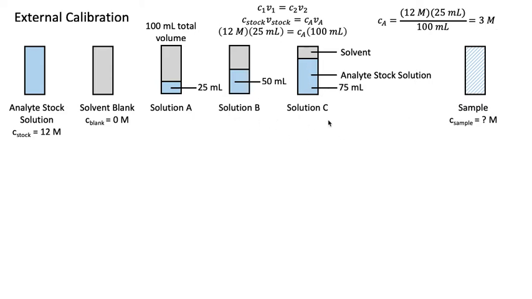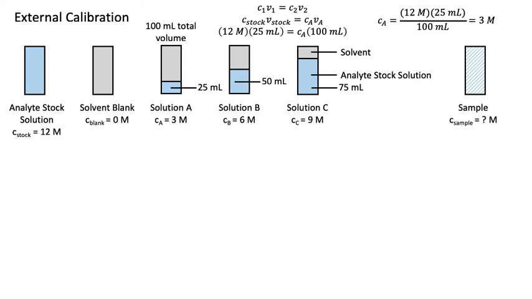And so if we do solution B and solution C, where we've used increasing amounts of analyte stock solution, and we do the same process to calculate their concentrations, we get an increasing concentration from solution A to B to C, and all three are less than the stock solution. So it's a pretty good bet that we've done our calculations right.